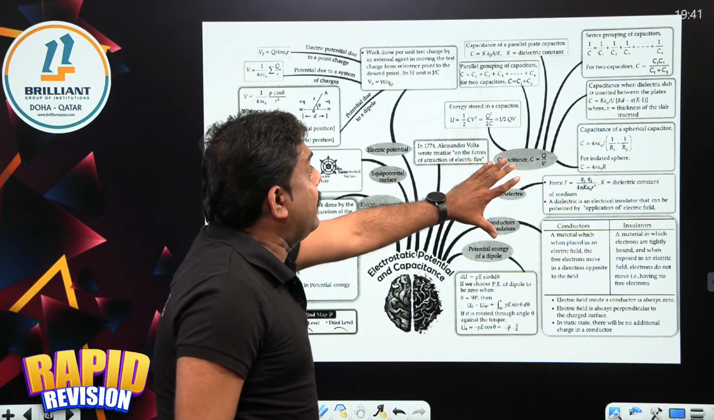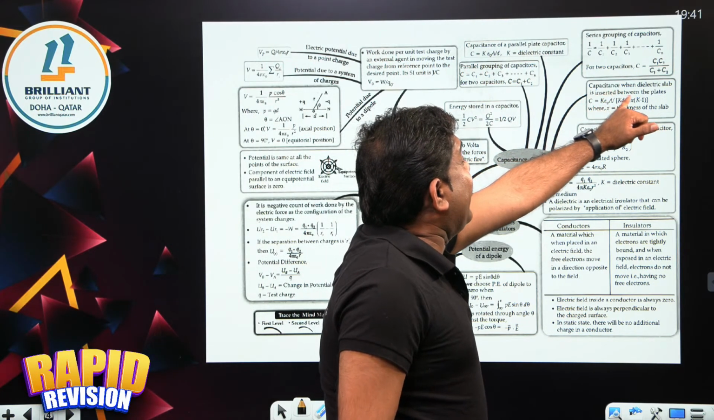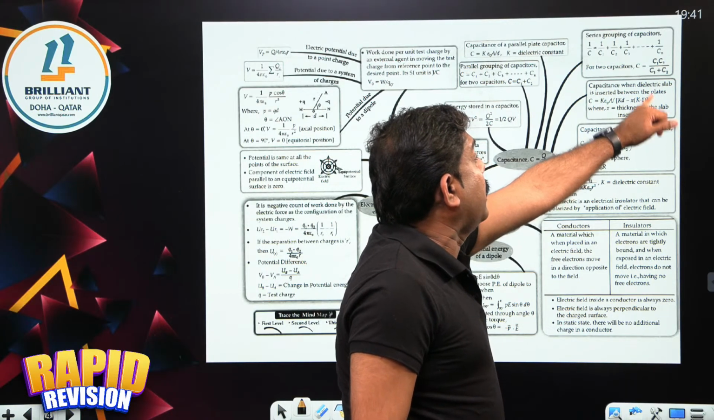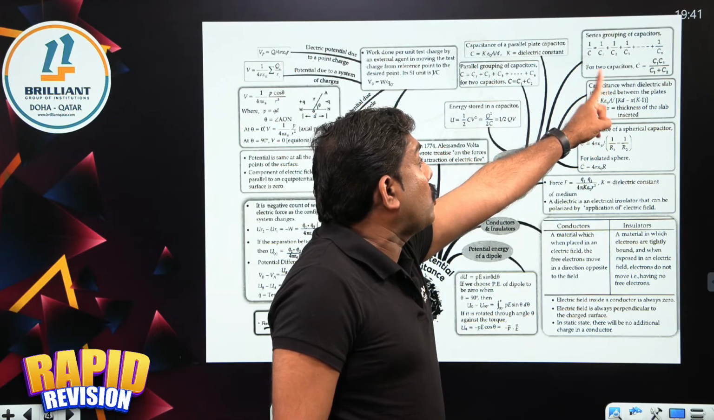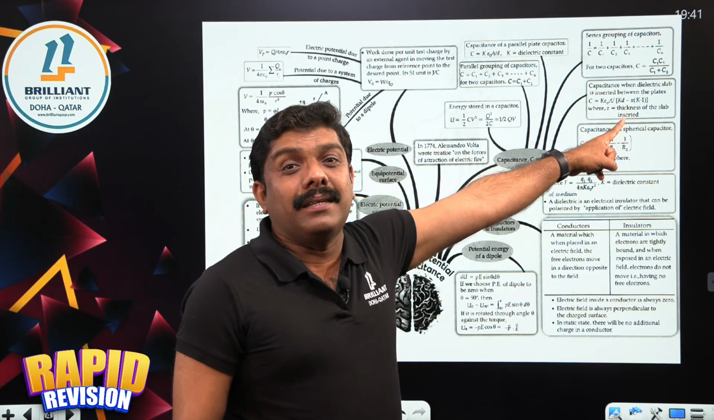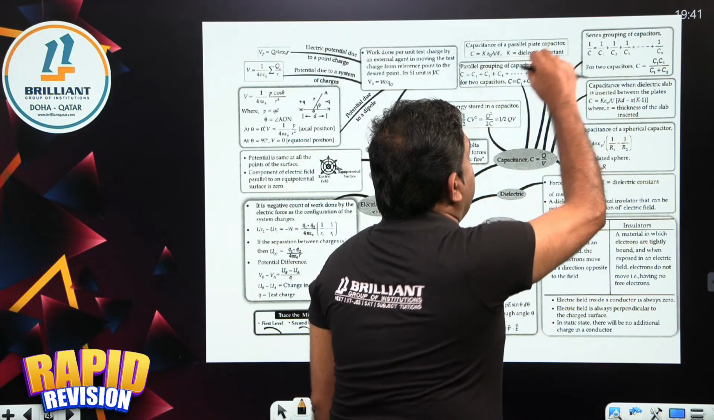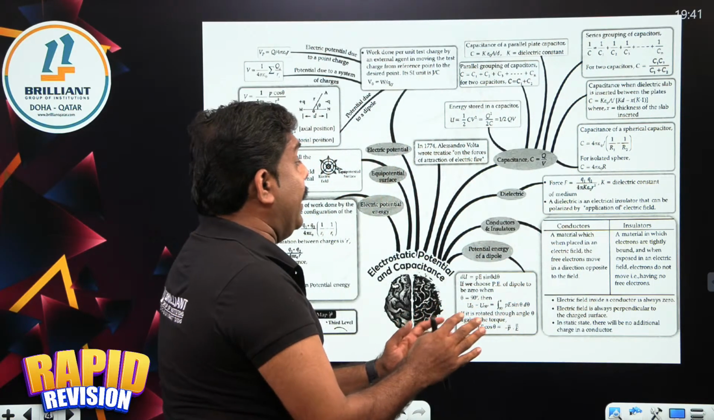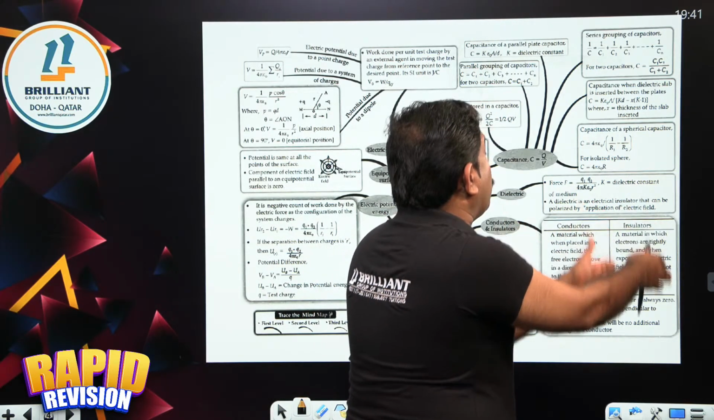For capacitance, there is a derivation: when a dielectric slab is inserted, what is the capacitance? You can see in the right top corner, the capacitance when a dielectric slab is inserted is one derivation. And then, what is the basic difference between conductors and insulators?